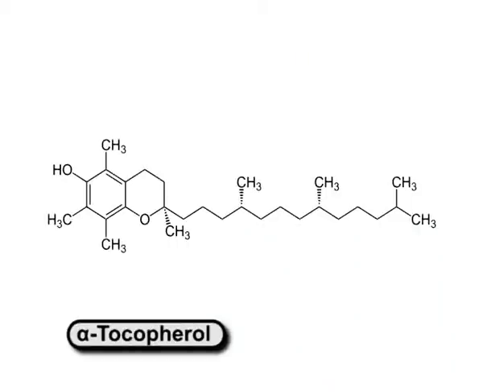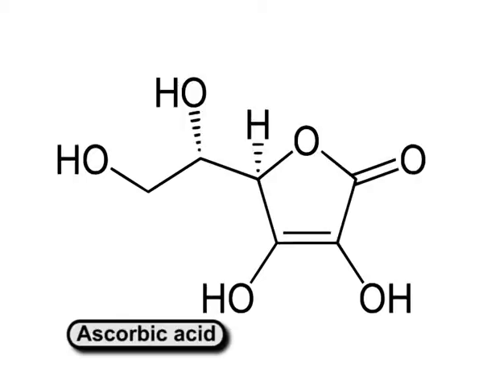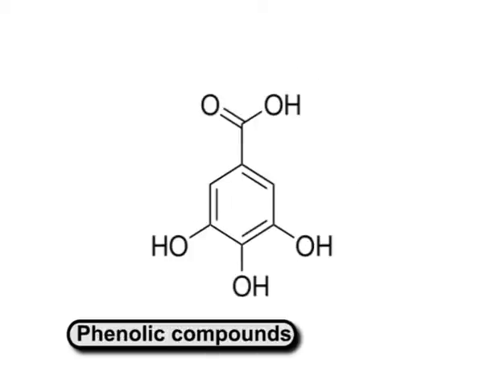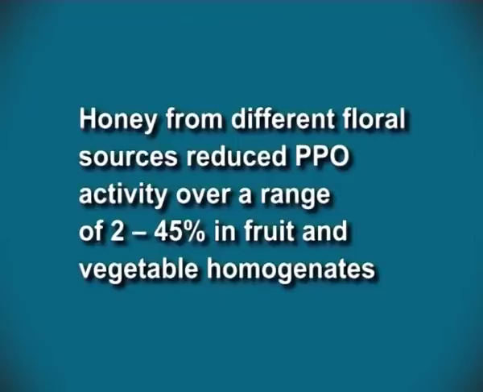These include alpha tocopherol, ascorbic acid, flavonoids and other phenolic compounds. Honey from different floral sources reduces PPO activity over a range of 2 to 45% in fruit and vegetable homogenates. Also, combination with ascorbic acid enhances the inhibitory effect.